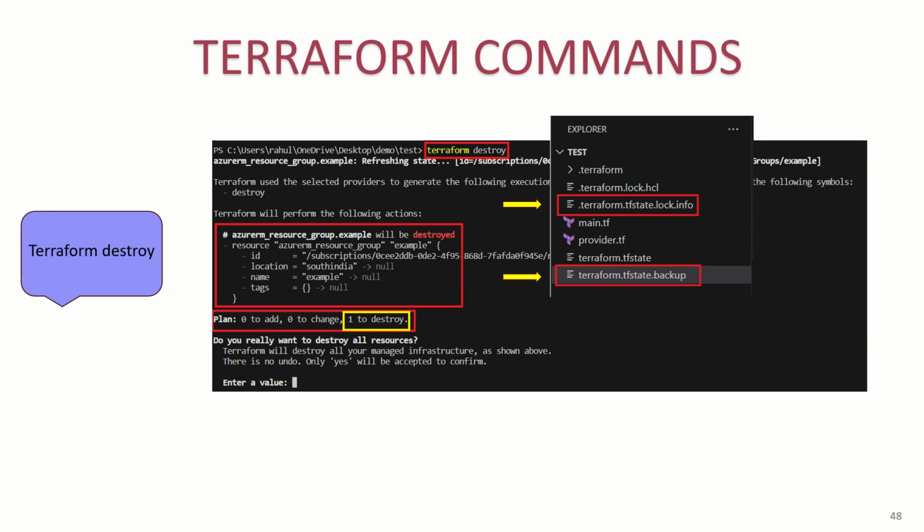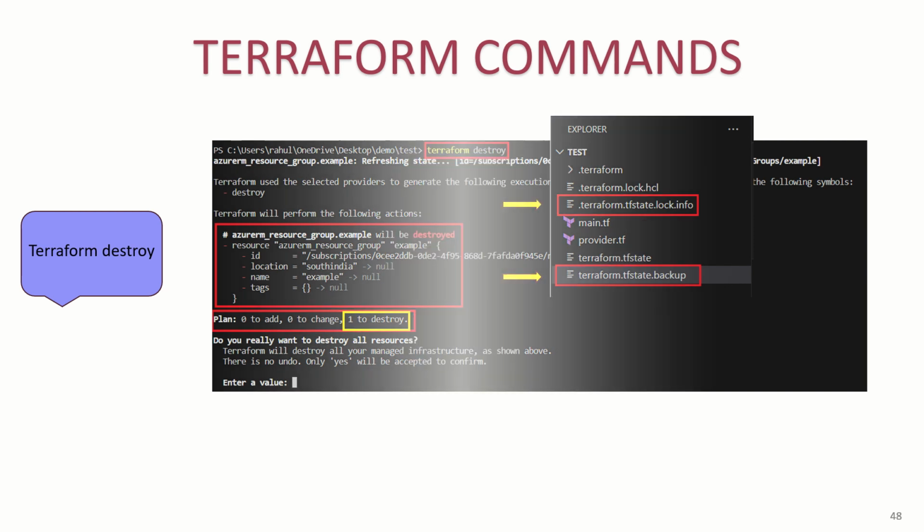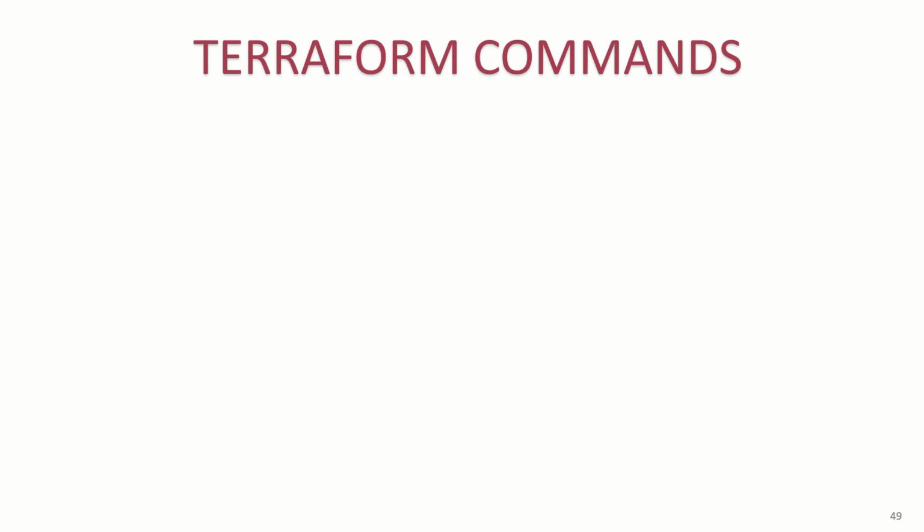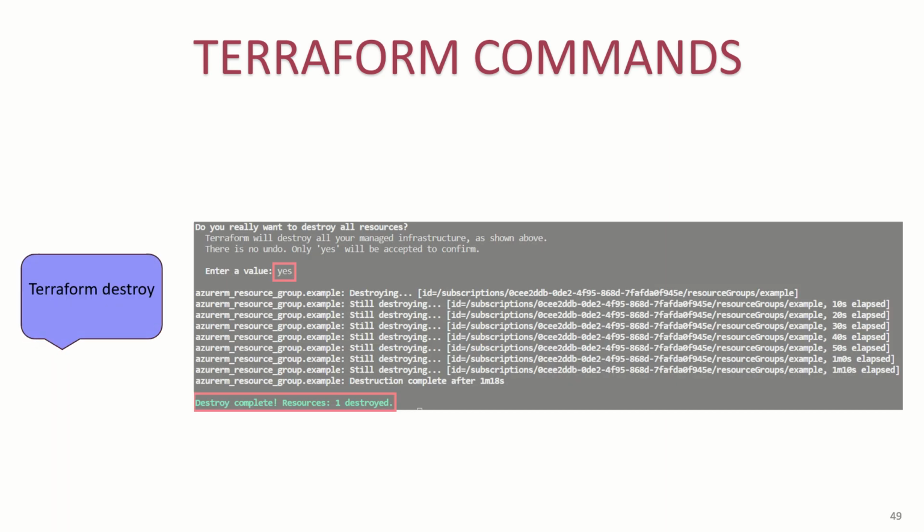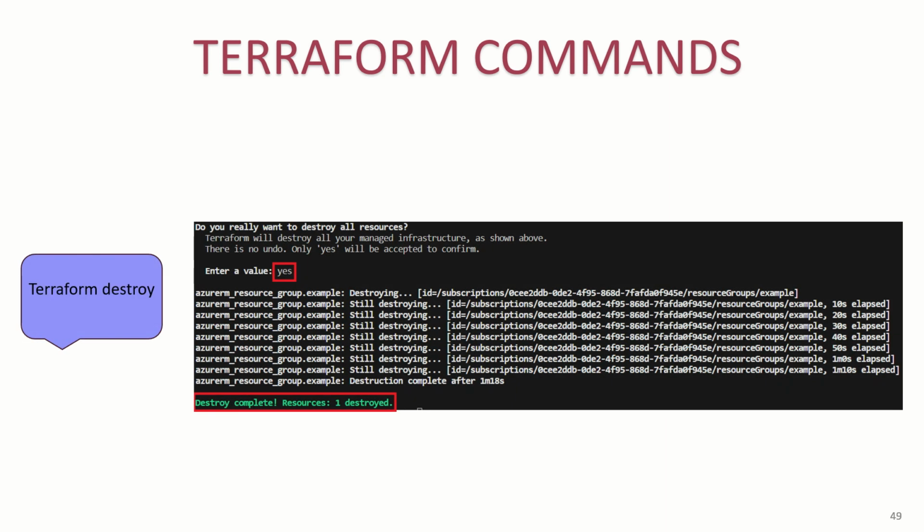So what will happen in the backend? Again you can see that the terraform.tfstate.backup file is getting updated, and second, it has applied a lock to that file because someone is using it, so that no one else can make any changes at the same time. Now we'll approve this request by saying yes, and once we do, it will say destroy complete, 1 resource destroyed. So now it is successfully destroyed.